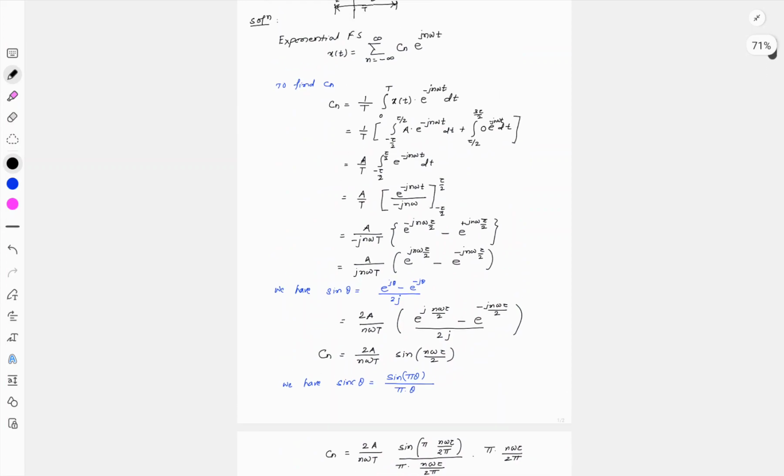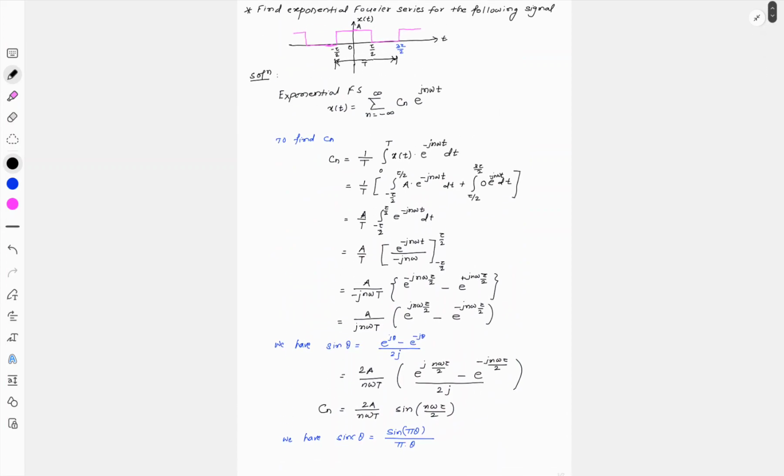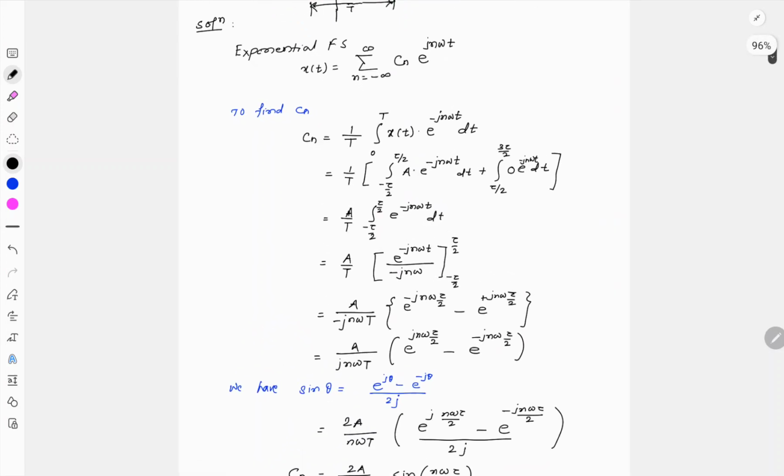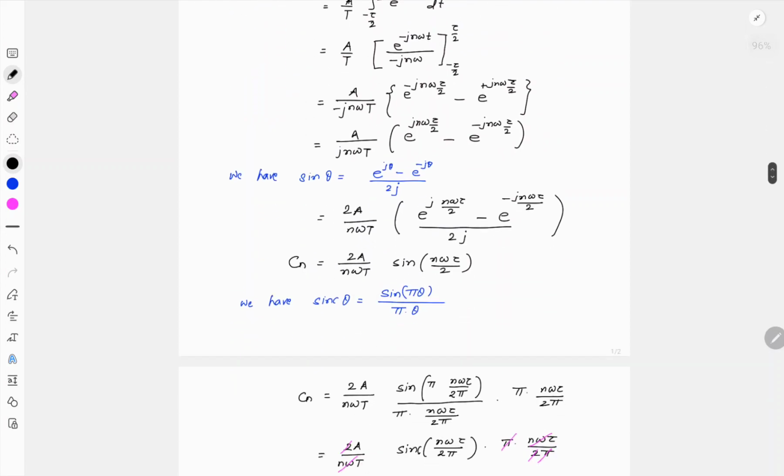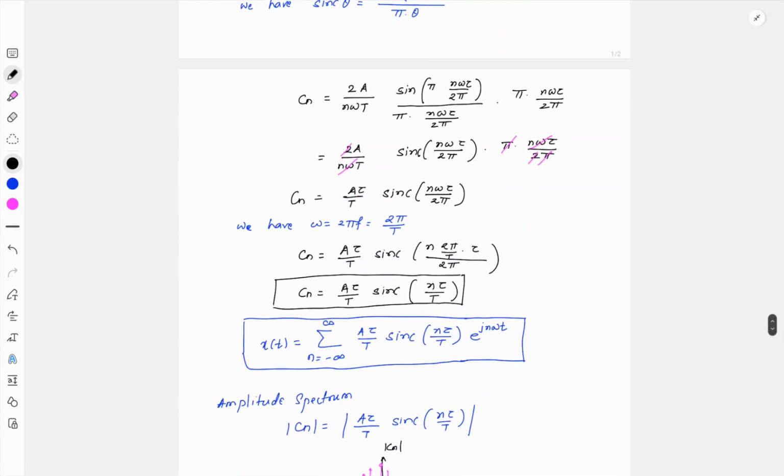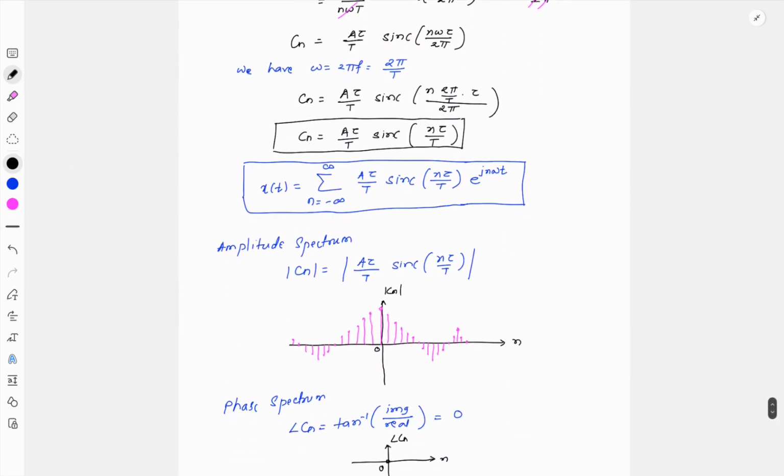So just to summarize, for given square wave we are supposed to write the equation of exponential Fourier series, then we are supposed to find out the Fourier coefficient Cn, and then we are going to plot the amplitude and phase spectrum. But before plotting it we need to write answer in terms of x of t.